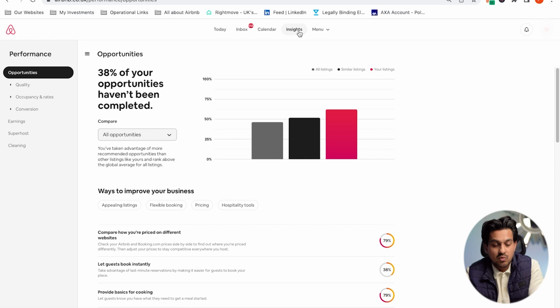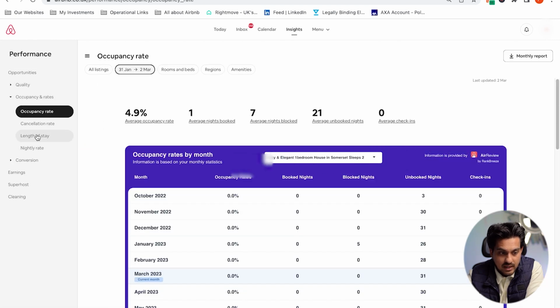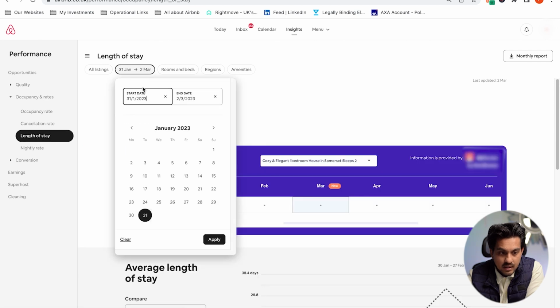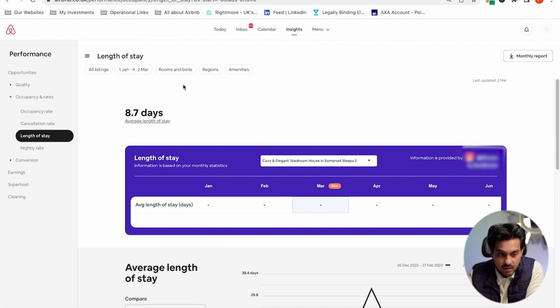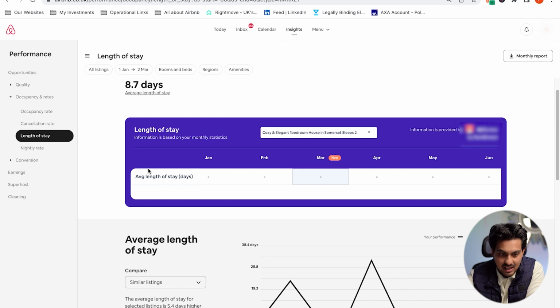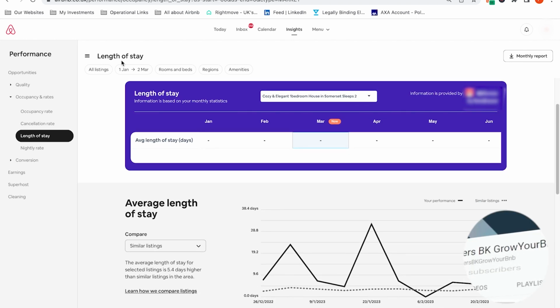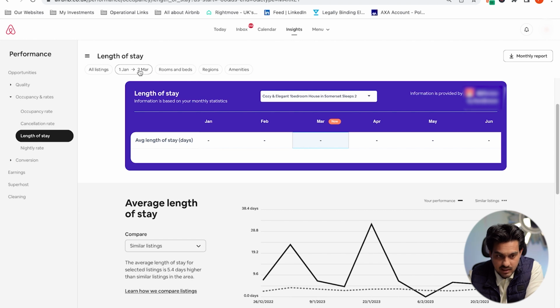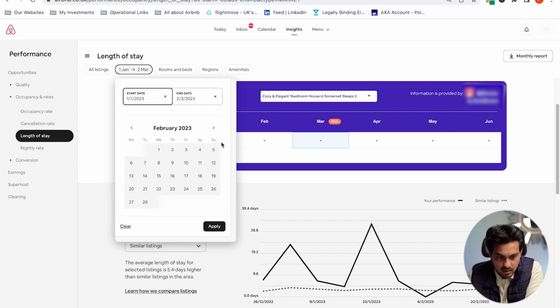As you can see on our screen, if you go into Opportunities, you've got different tabs here. You need to go into occupancy rate first. What I'm looking at is the length of stay, for the year so far. What we want to look at is similar listings versus you, because you really are looking to do better than your competition. So this is the whole 1st of January till today, which is the 2nd of March.